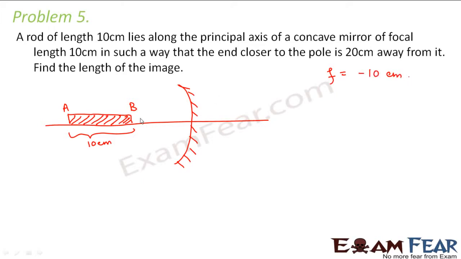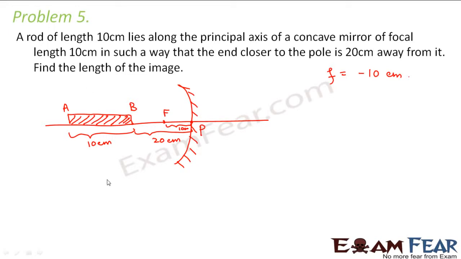So let us suppose it is located in such a way that the end closer to the pole is 20 centimeters away from it. So which end is closer to the pole? This is the end which is closer to the pole. So this length is 20 centimeters. Right? And the focus lies somewhere here. Right? Because this is again 10 centimeters. Right? Okay. So we have to calculate the length of the image.